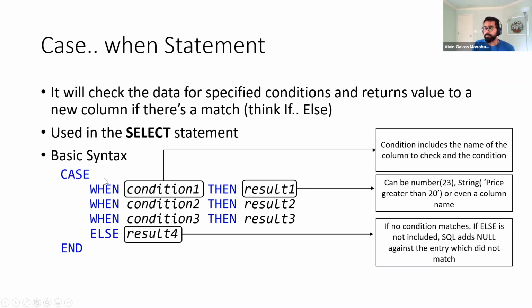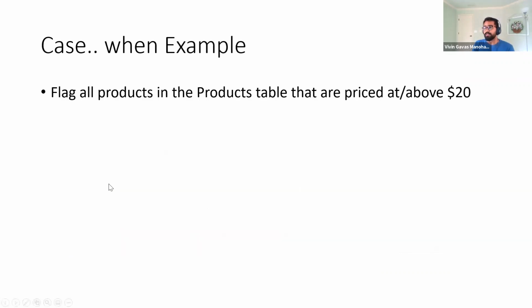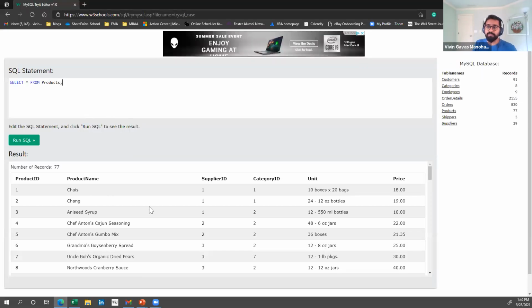All right, so let's take an example. Let's take an example where we want to flag all the products in the products table, which you can find on the W3Schools website, that are priced at or above $20. To do this, I'm going to open the workbench. This is the table that we're working with. There is a price column, which shows the price for each product. What we want to do is flag the products which have a price greater than or equal to 20.